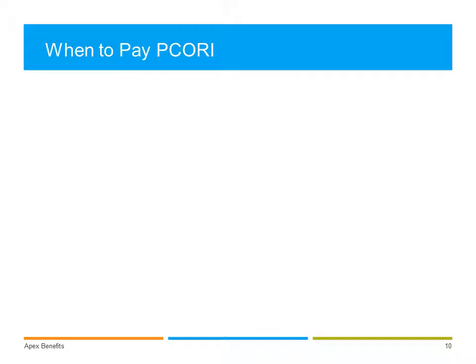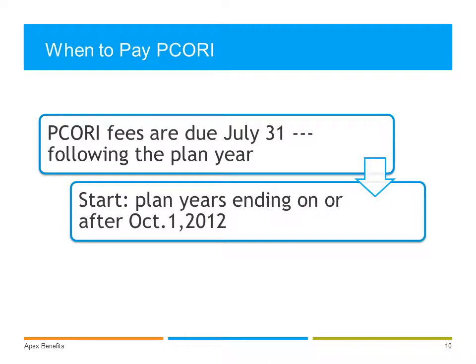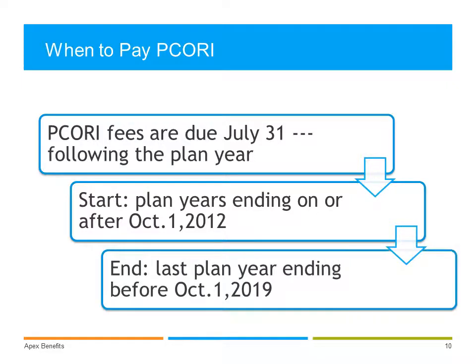When to pay PCORI? PCORI fees are due July 31st of the year following your plan year. PCORI started with plan years ending on or after October 1 of 2012. PCORI will end with your last plan year that ends prior to October 1st of 2019.